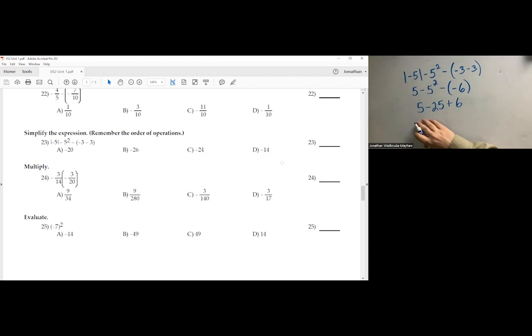Finally, addition and subtraction from left to right as we come to it. So first we would do the subtraction, because that comes first from left to right. 5 minus 25 would be negative 20. Negative 20 plus 6 would be negative 14.